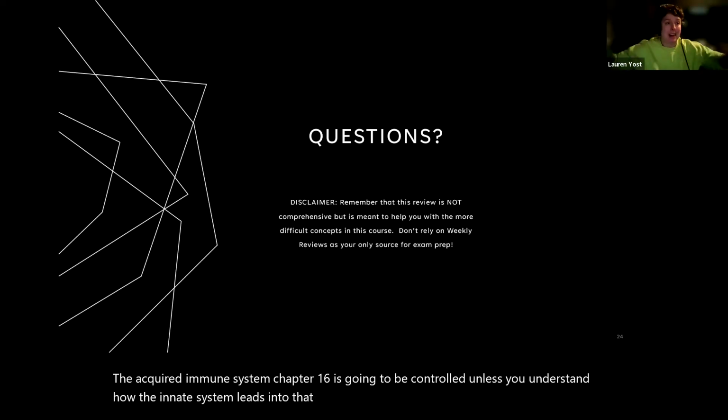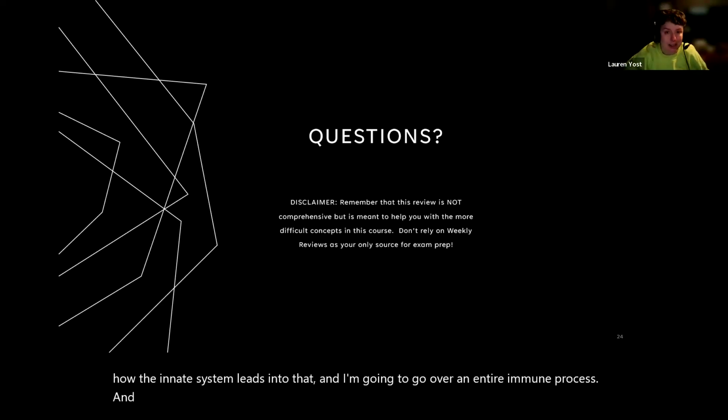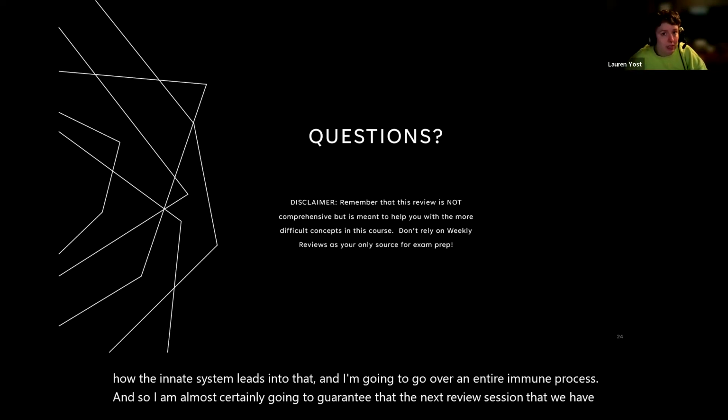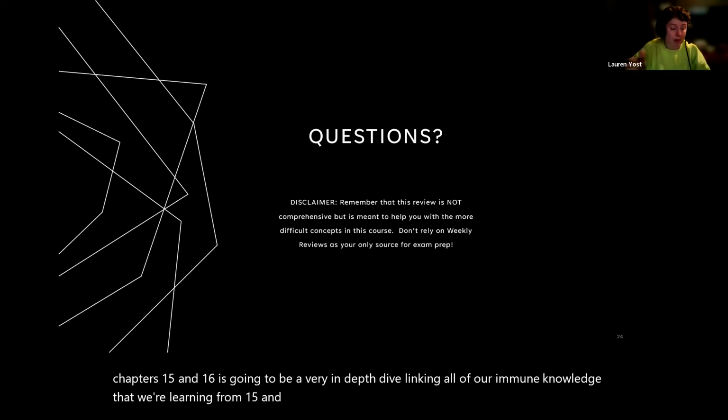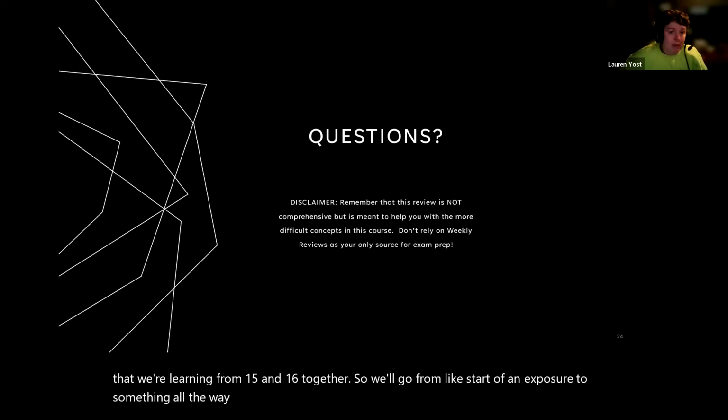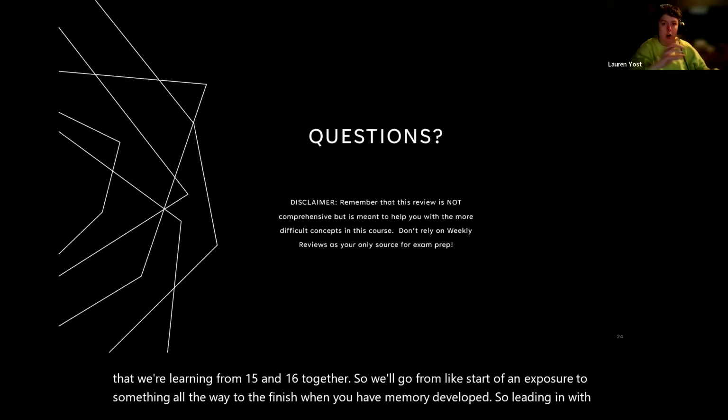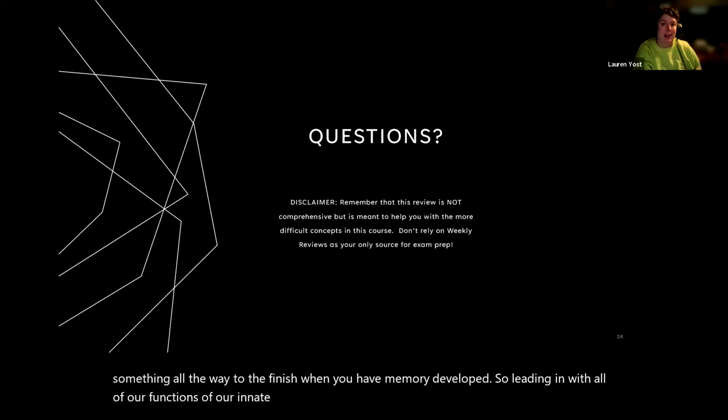I'm going to go over an entire immune process. I am almost certainly going to guarantee that the next review session for chapters 15 and 16 is going to be a very in-depth dive, linking all of our immune knowledge from 15 and 16 together. So we'll go from the start of an exposure to something all the way to the finish, when you have memory developed, leading in with all of the functions of our innate response as well as the acquired response. We'll do that.